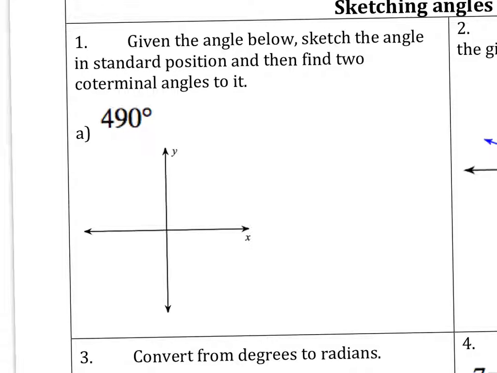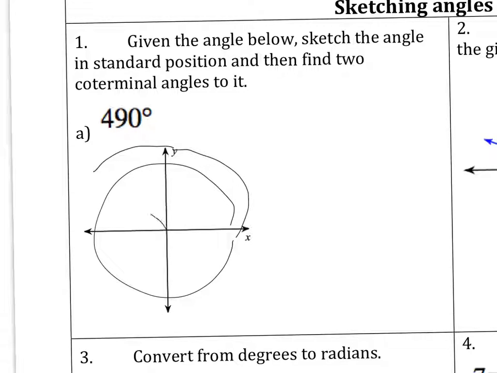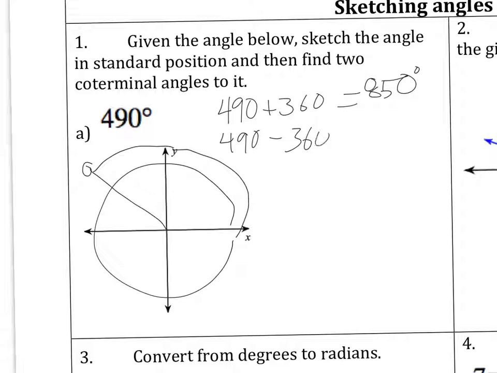We're going to start off with looking at sketching angles and general angle ideas. For 490 degrees, I'm going to go around 360, and then another 90 to get to 450, and 40 more to get to 490 degrees. To find some coterminal angles, I might do 490 plus 360, and that would get me to 850 degrees. I could also do 490 minus 360, and that gets me to 130 degrees. You need to sketch, you need to find two coterminal angles, and you are done.